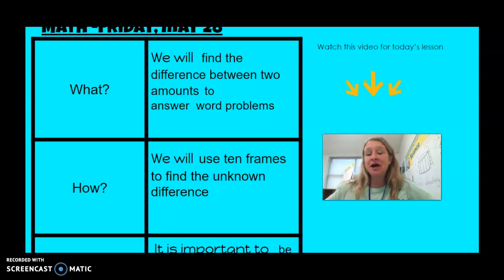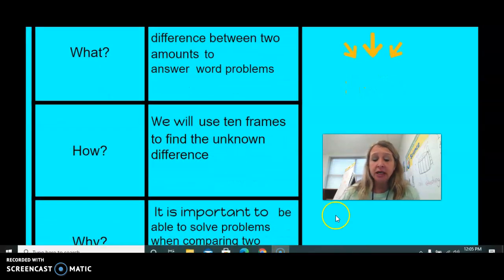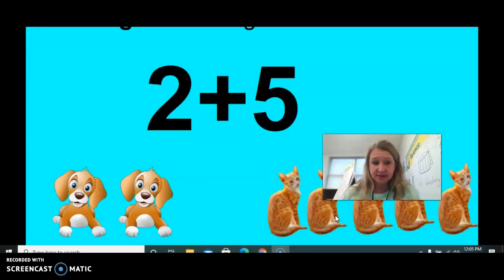We will find the difference between two amounts to answer word problems. How will we do this? We will use 10 frames to find the unknown difference. Why? Because it is important to be able to solve problems when comparing two different amounts.